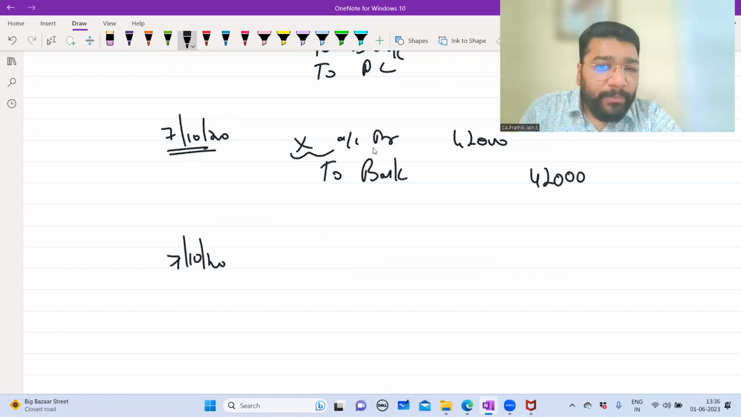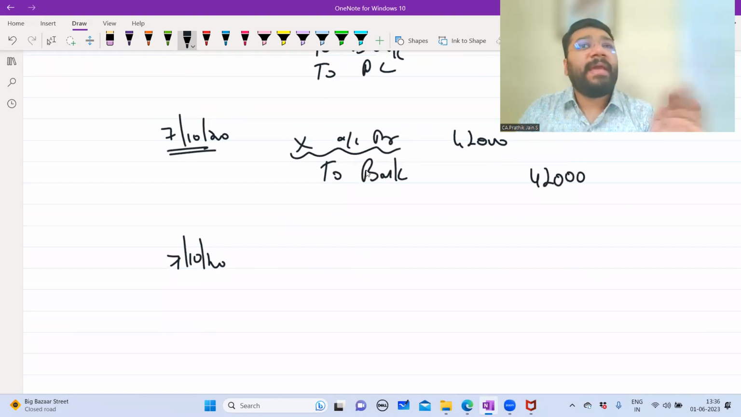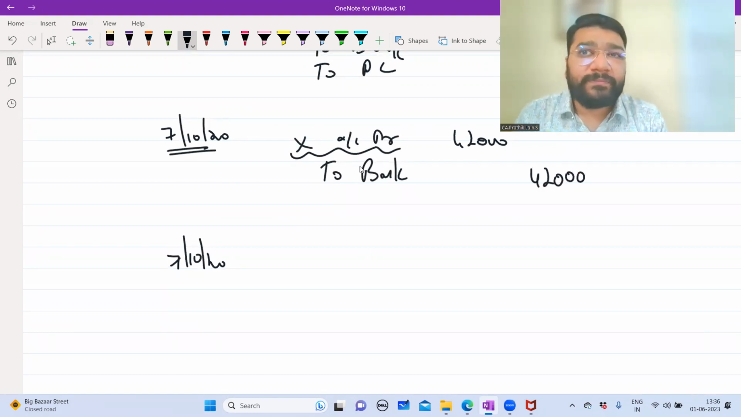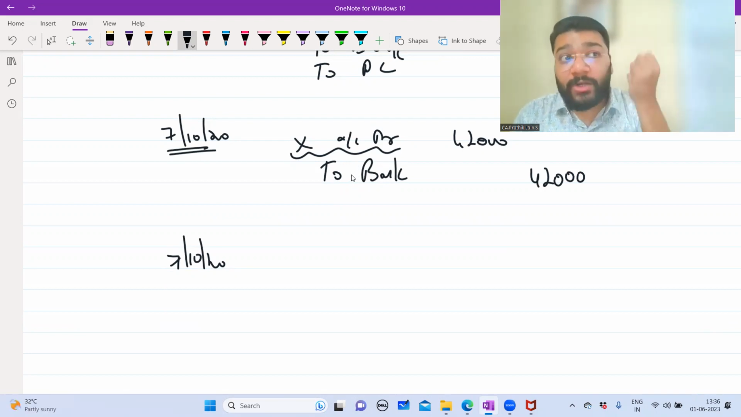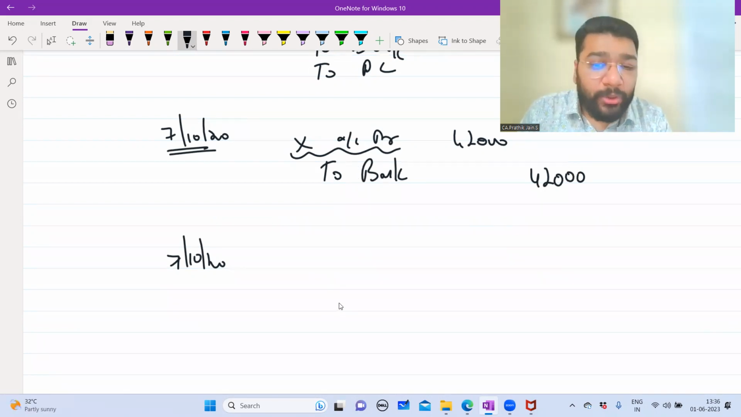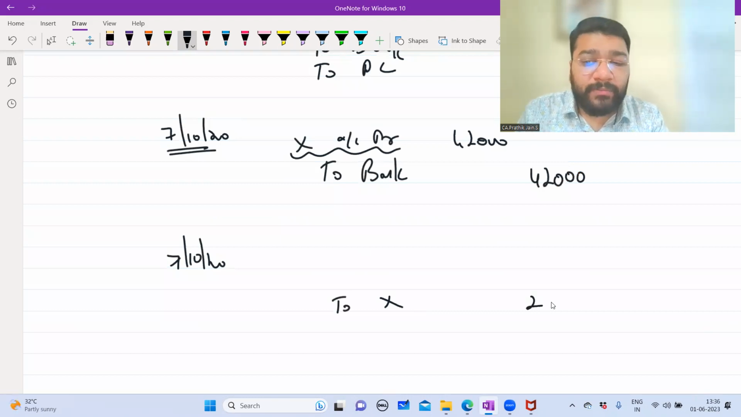Now, the last entry on 7/10/2020. Guys, from X, I'm supposed to receive some amount. For me, X is now debtor or creditor? Because you had received from X. So X is now debtor. So I have to close the debtor's account. So it will be 2X. How much? 28,000. 2X, 28,000.